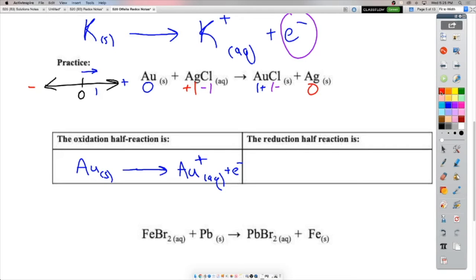What's the reduction half reaction? Well, if we look at chlorine, it's not going to be chlorine because chlorine went from -1 to -1. So what would we call that? What would we call chlorine here?